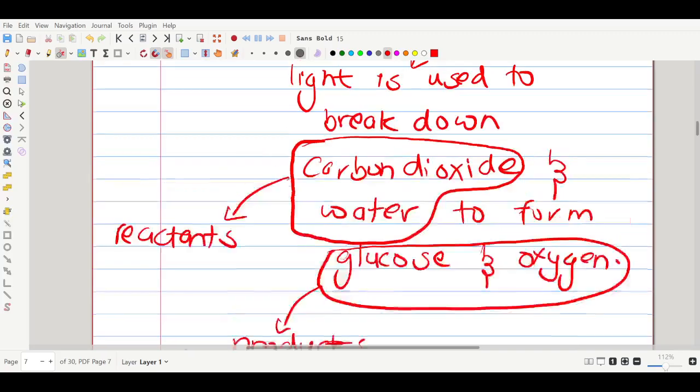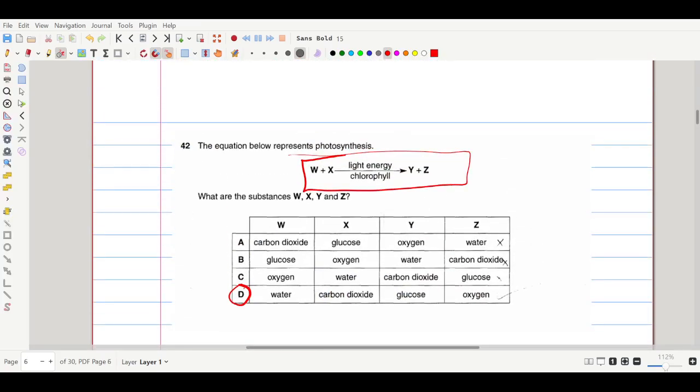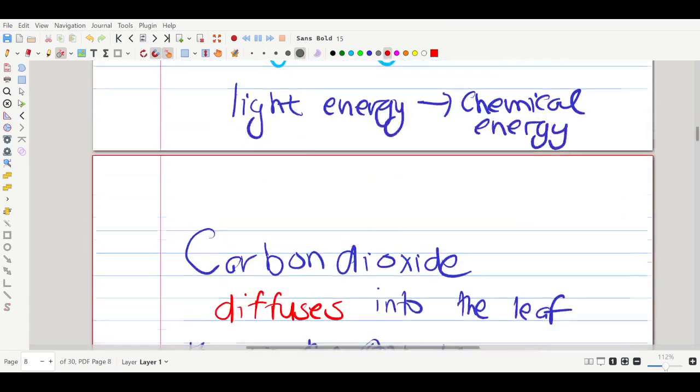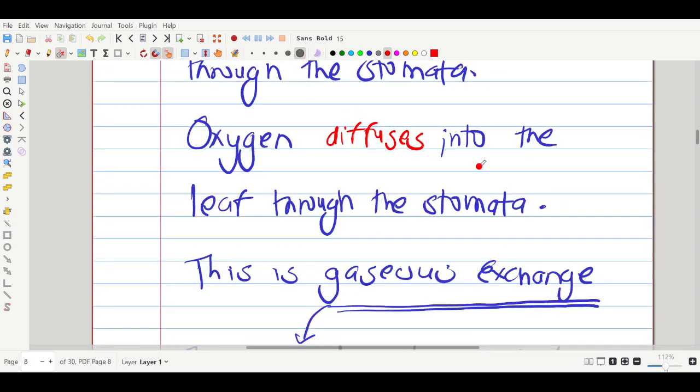So how do we get carbon dioxide? Since carbon dioxide is a reactant, needed for photosynthesis, how are we going to get it? It is going to diffuse into the leaf through the stomata, while oxygen diffuses out of the leaf. I shouldn't have written into the leaf here. Oxygen diffuses out of the leaf through the stomata.